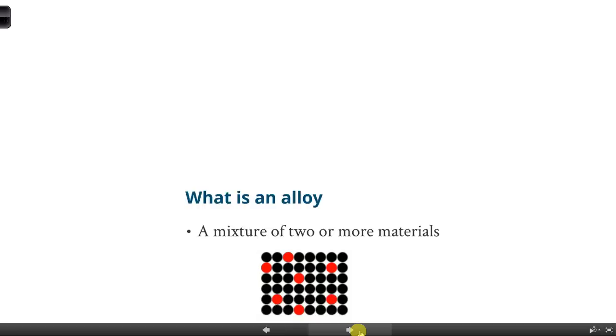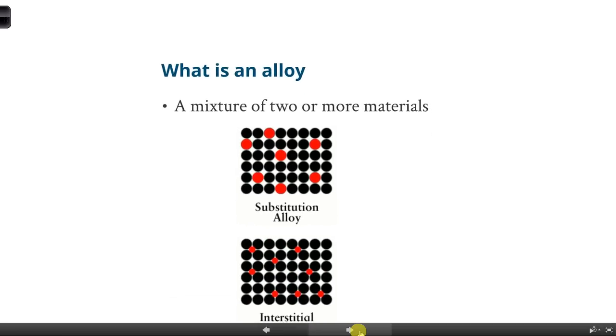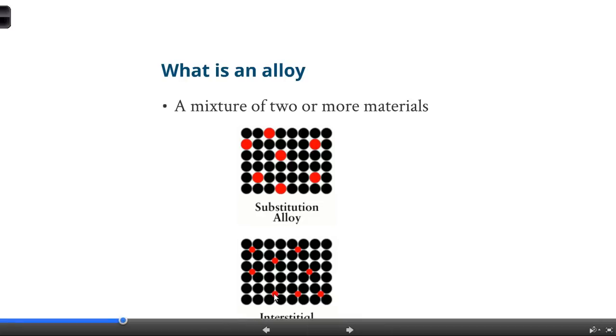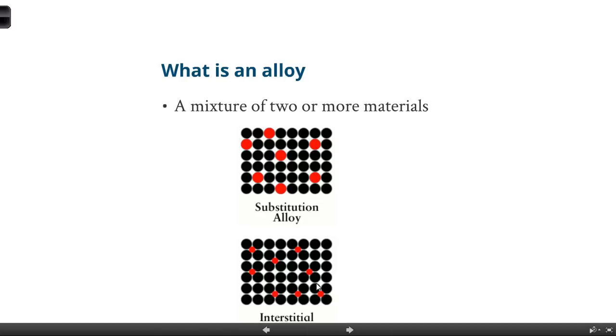So this is a little video clip there. Alright guys, what is an alloy? An alloy is just a mixture of two or more materials. More specifically, it's a mixture of generally two metals, although there is one exception where it's actually a metal and a non-metal. So this first one here just shows how when you add a small amount of another, say metal, to the base metal, sometimes it can substitute some of the spots, so you get these spots within it, or sometimes they can fit in between the metal atoms.